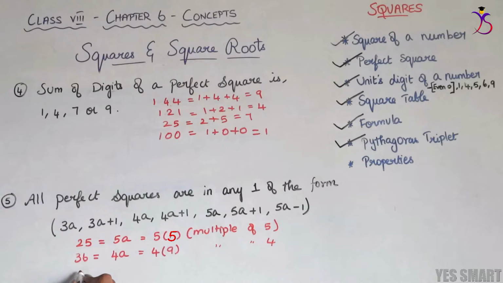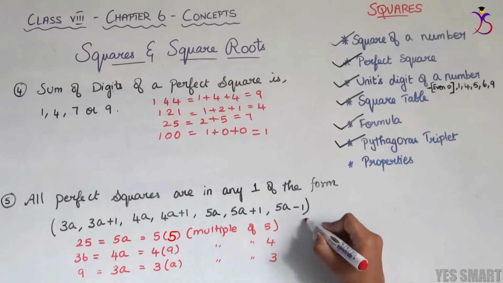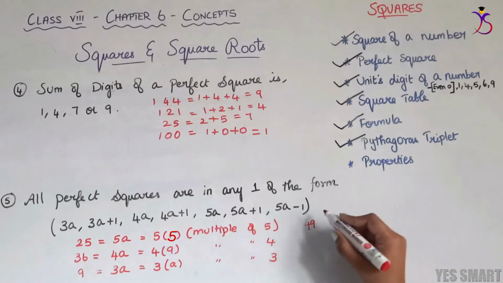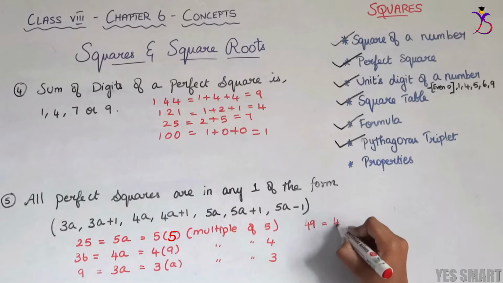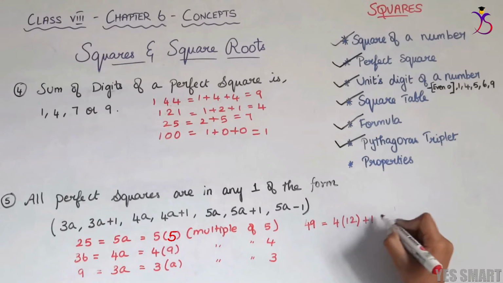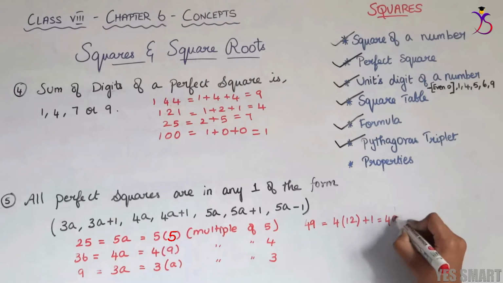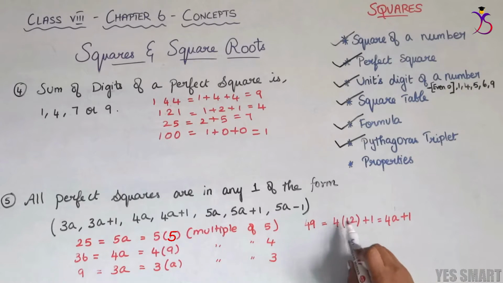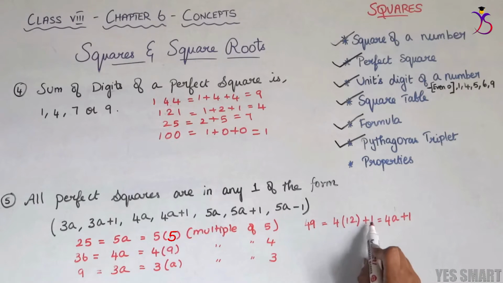Let's consider another perfect square, 9, which is in the form 3a, that is 3 into 3, a multiple of 3. The same way, we will take 49. This can be written as 4 into 12 plus 1. So it is in the form 4a plus 1, that is 4 into 12, 48, plus 1 is 49.